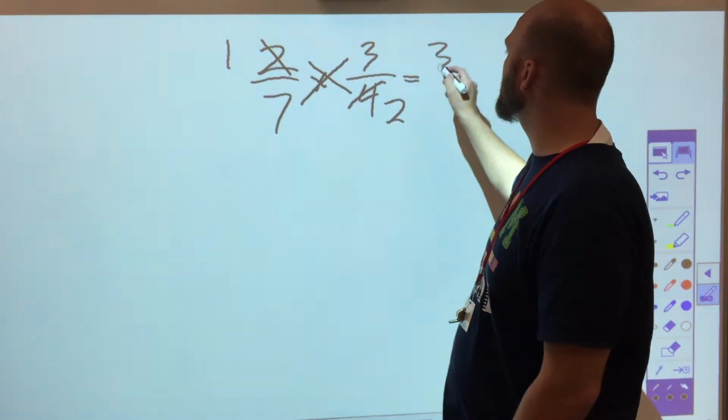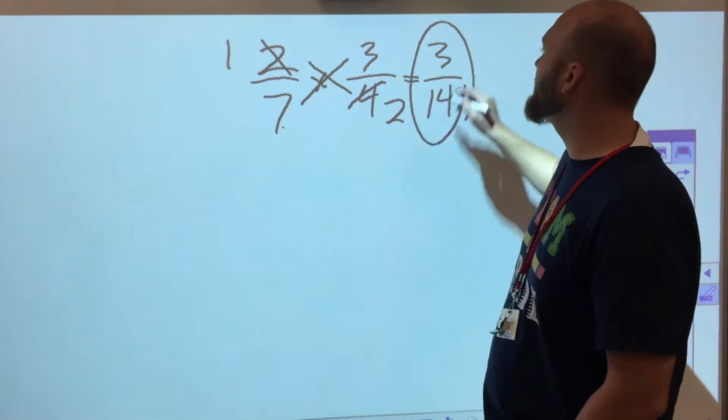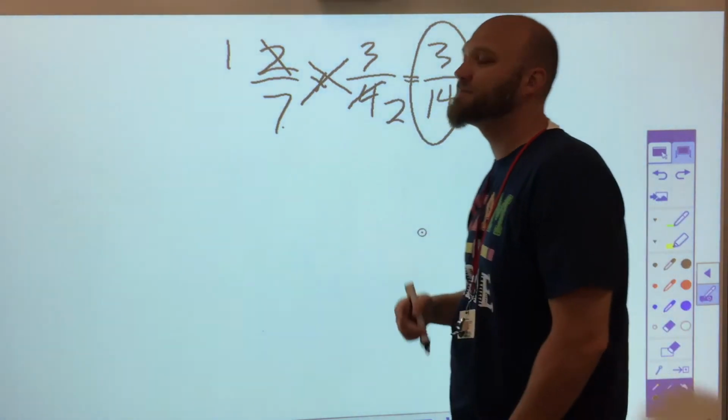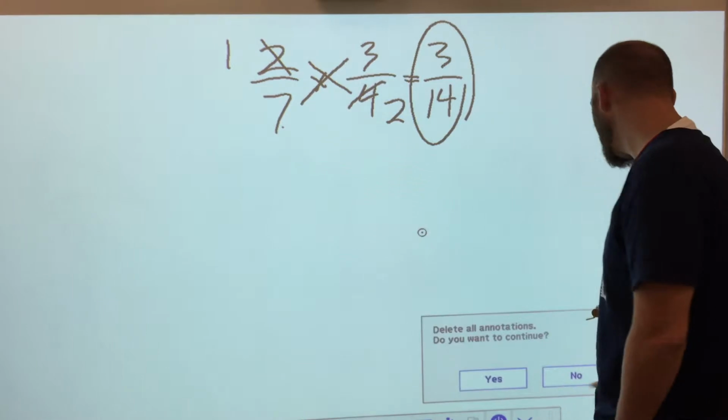1 times 3 is 3. 7 times 2 will give me 14. And I know that 2/7 times 3/4 gives me 3/14. And that makes sense to me. So what would this look like if we were looking in your book?